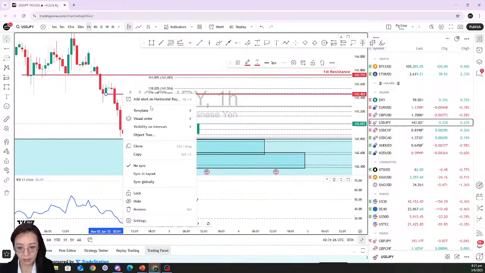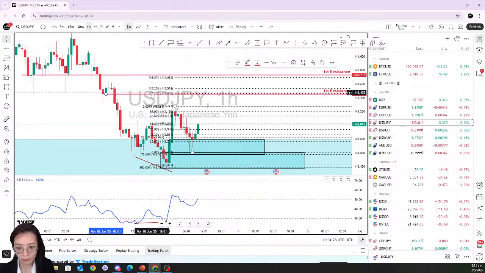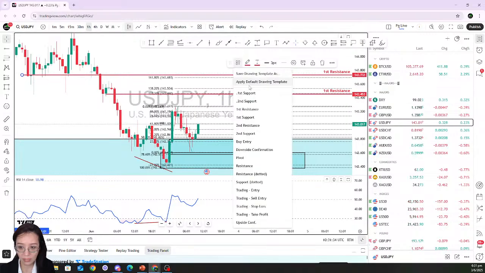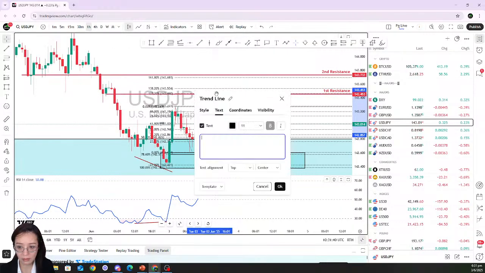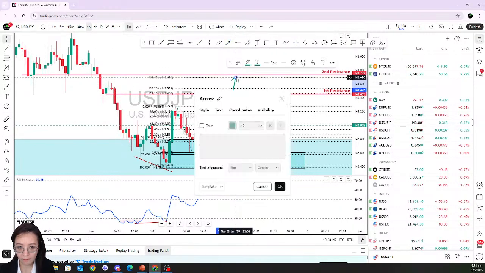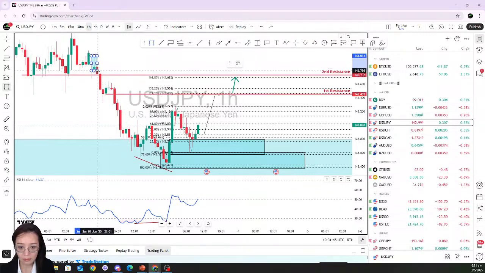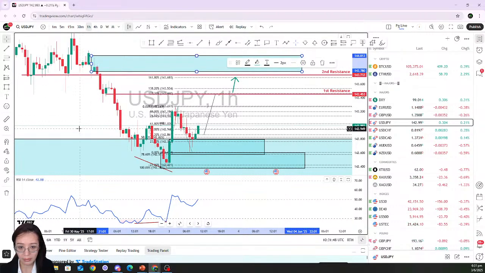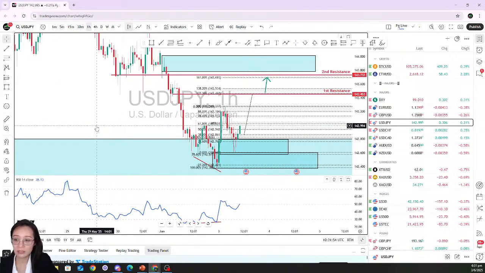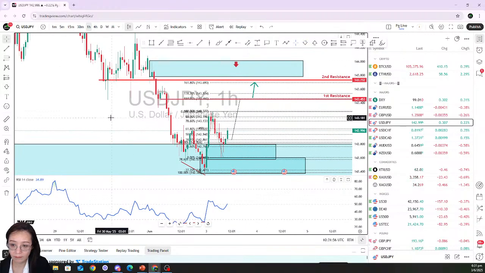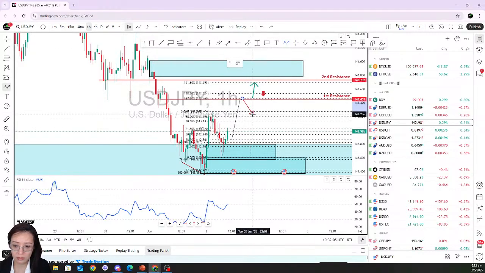For H1 first resistance, we have extension 127.20, and second resistance we have extension 161.8. So basically anyone who buys, TP1 here and TP2 here, and here have a supply. So if you want to sell UJ here, if you see the rejection, you sell. If you sell at this one, you can take profit.